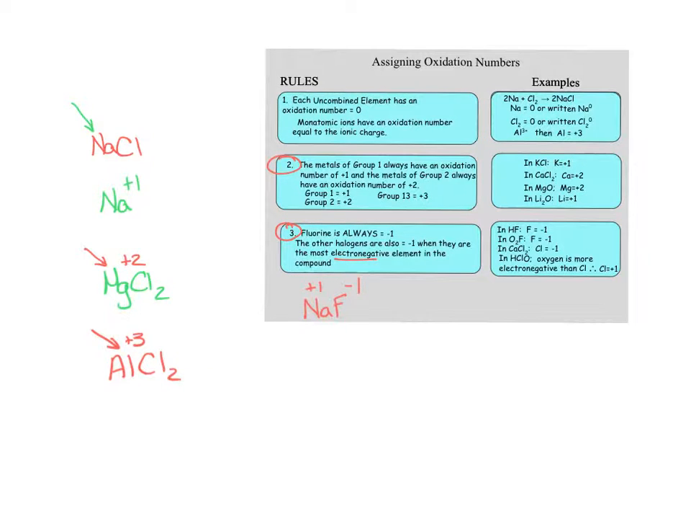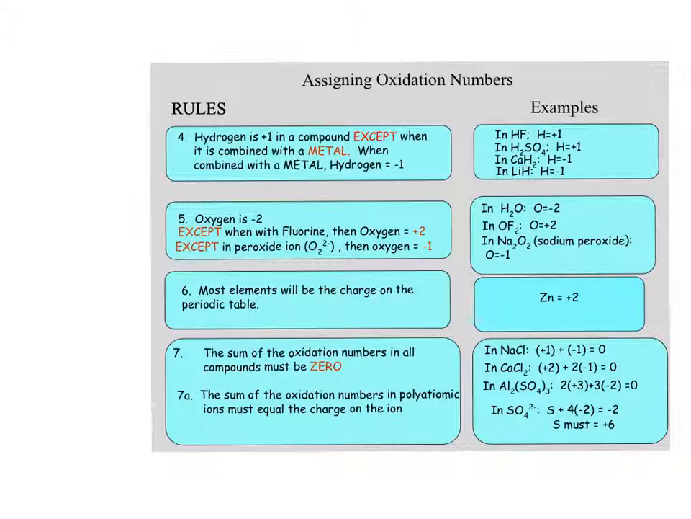Alright, the next rule, number 4, is about hydrogen. Hydrogen is almost always a +1, except, big except, if it is with a metal. So let's say we have NaH. Well, let's backtrack just a little bit. Let's do H2O. In H2O, hydrogen is with a nonmetal, and because it's with a nonmetal, hydrogen is a +1.